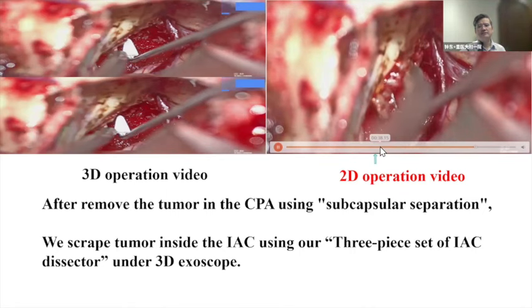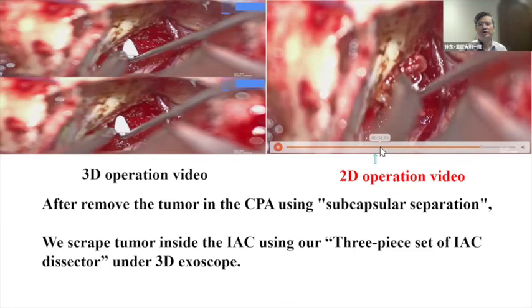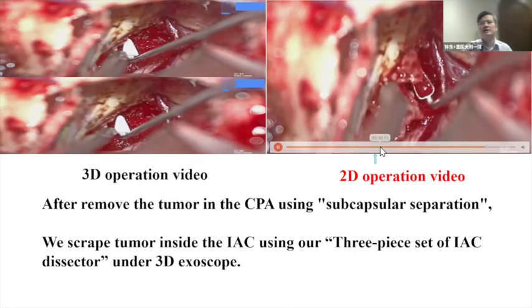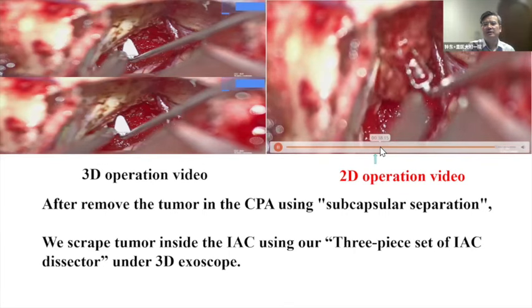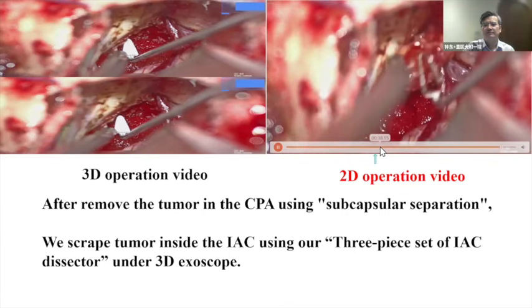It's very easy because the number 3 dissector is a scraper. It has a blade upward.